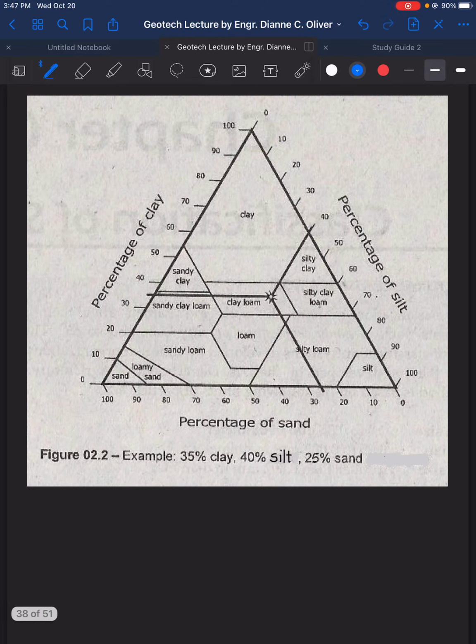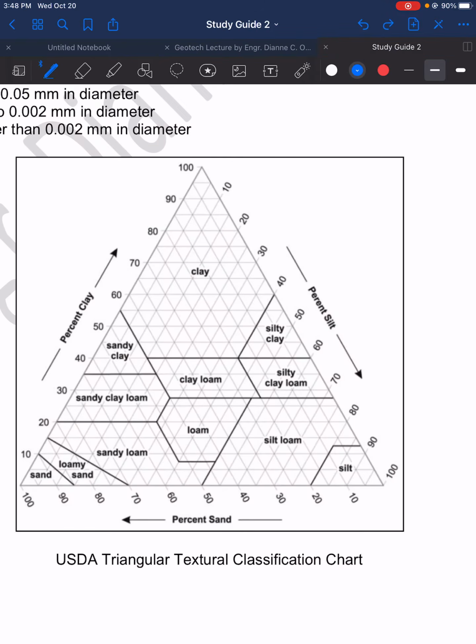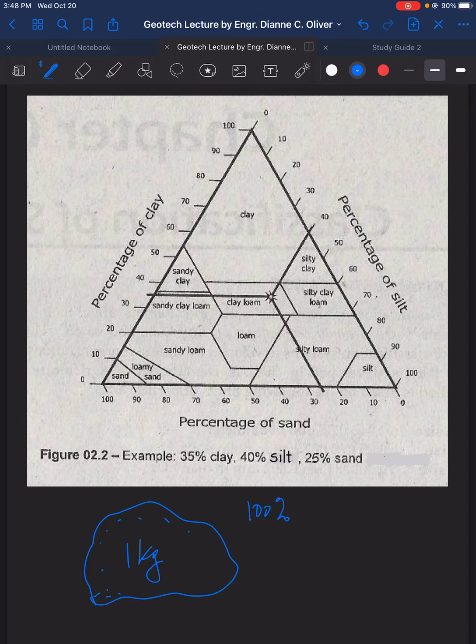For example, we took a sample of 1 kilogram of soil from the site. So we have a 1 kilogram of soil sample taken freshly from the site. From this 1 kilogram of soil, we determine that it contains 35% of clay, 40% of silt, and 25% of sand for a total of 100%. So using the triangular textural classification chart, let's determine the classification of the soil that was taken from the site.